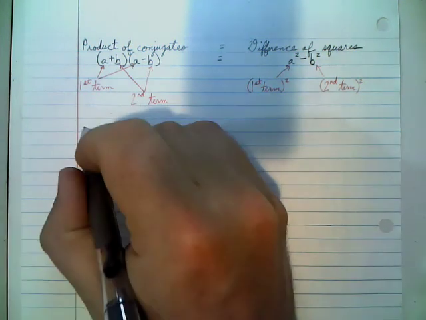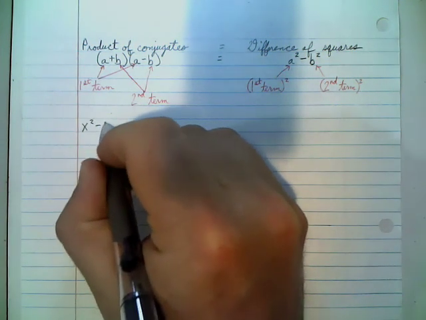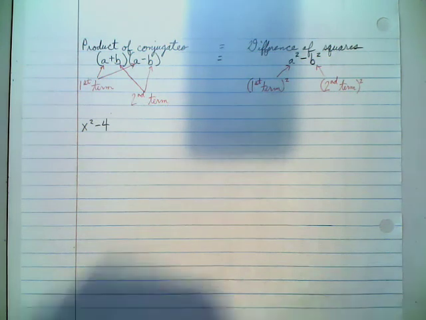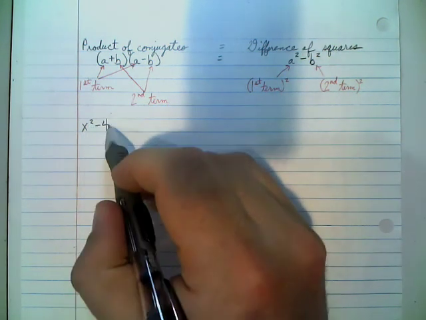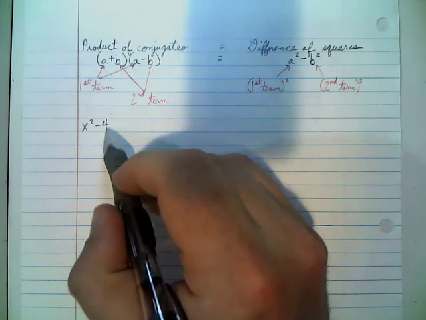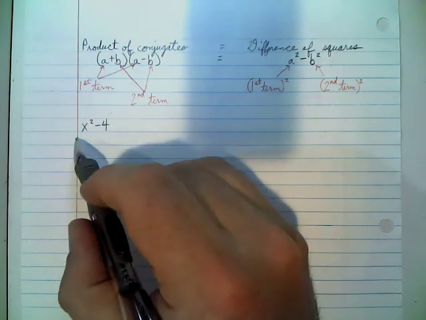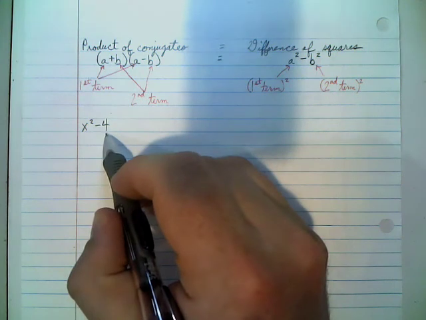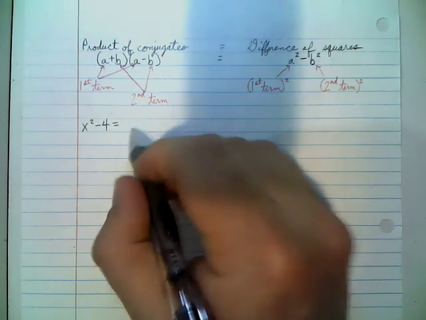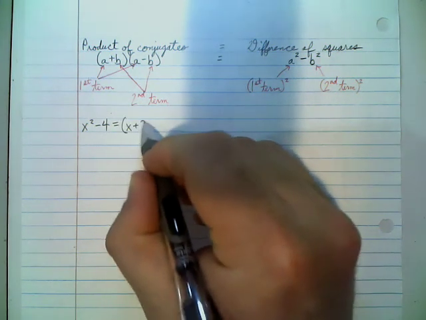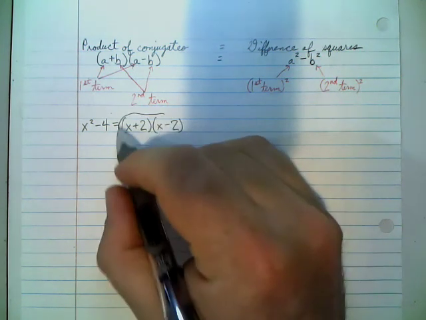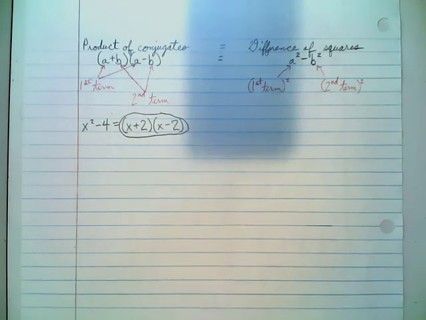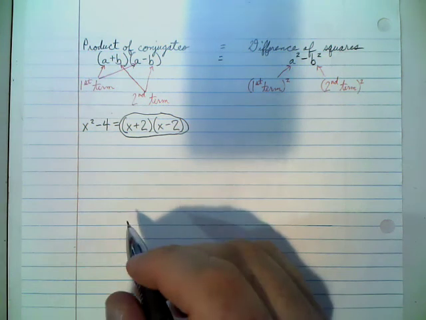So for example, x squared minus 4. So we ask ourselves, is this something squared? Yes, it's x squared. Is this something squared? Yes, it's 2 squared. So my first term is x, my second term is 2. And so this will be x plus 2 times x minus 2. So difference of squares actually can be pretty simple.